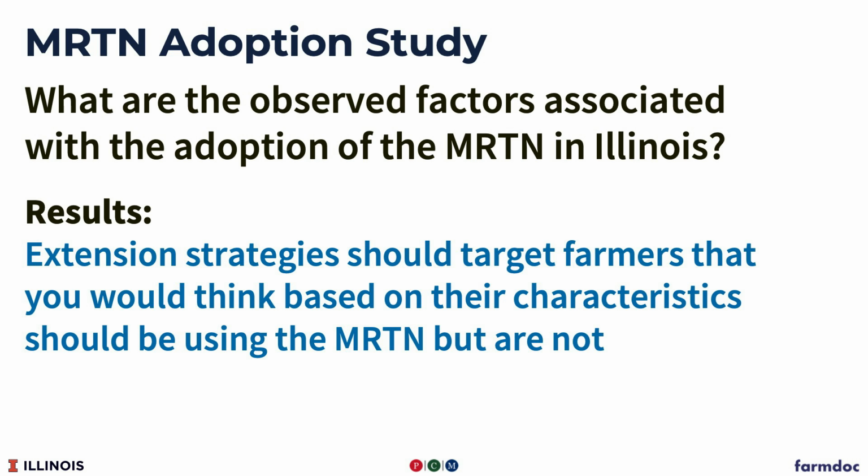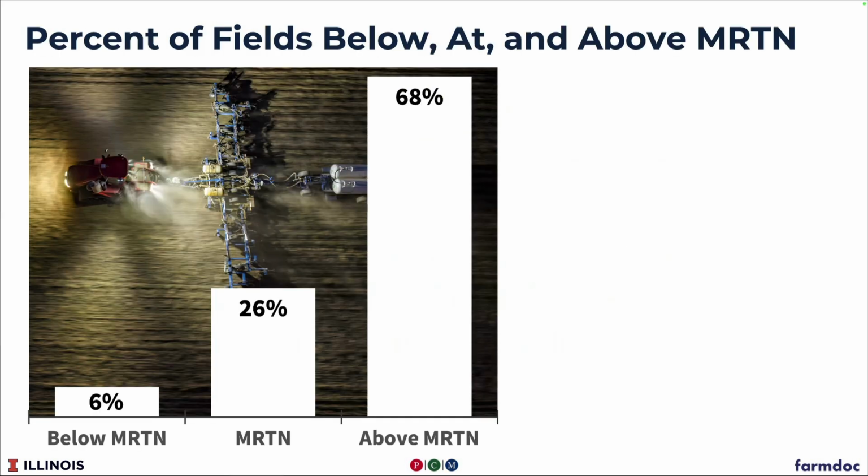And our results from this study suggest that we need to reach out to farmers who we think are using the MRTN but are actually not. So there's some farmers who may fit these characteristics that we find may be more likely to use the MRTN, but they're not. So reaching out to those farmers could help them save money by lowering their nitrogen rates and also help Illinois as well.